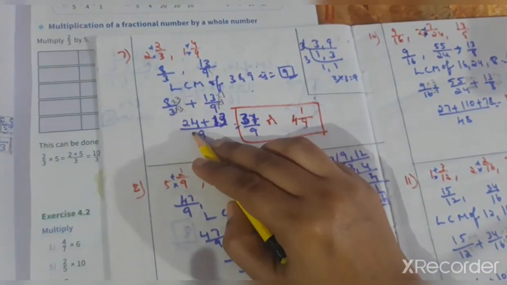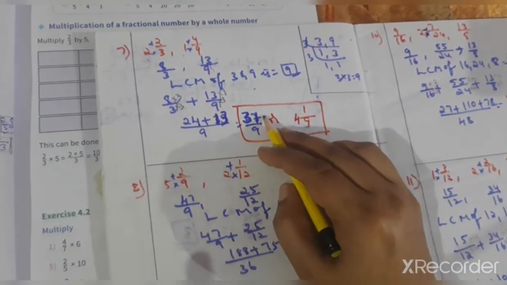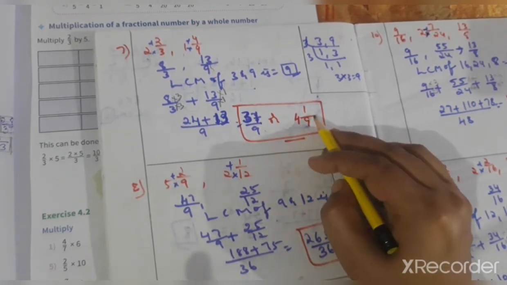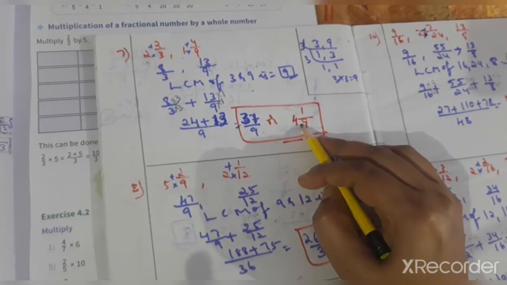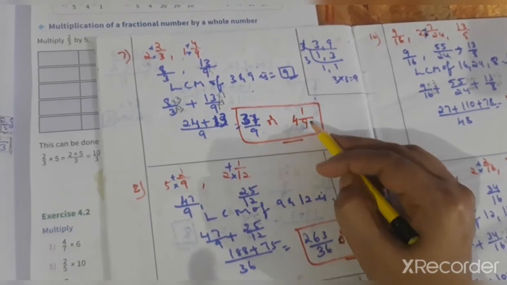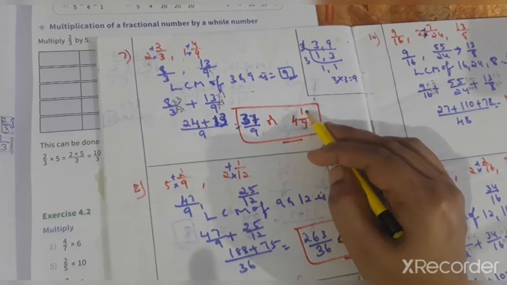Now 8 3s are 24 plus 13 1s are 13. Now total 24 plus 13 is 37 by 9. You can stop here at 37 by 9 or you can convert into a mixed fraction. Divide this number. This is the quotient and this is the remainder.